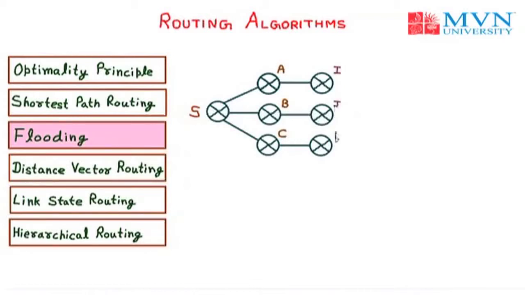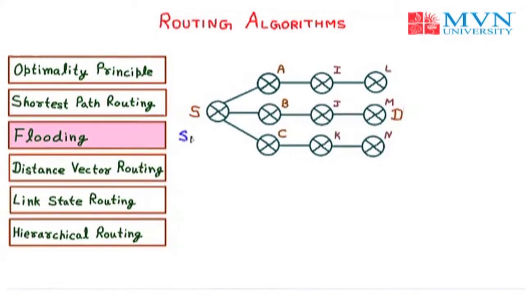They are again connected with one more router, named L, M, N. Why do we use flooding? Because here the source doesn't have any idea about the destination. For example, let M be our destination, but the source has no idea about it. The reason is that there is no direct connectivity from source to destination, and there is no idea among all the routers about the destination.